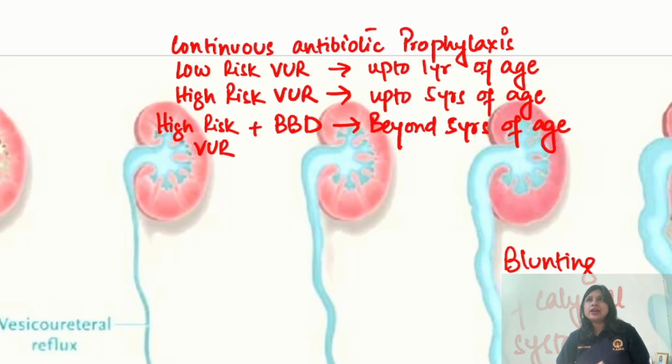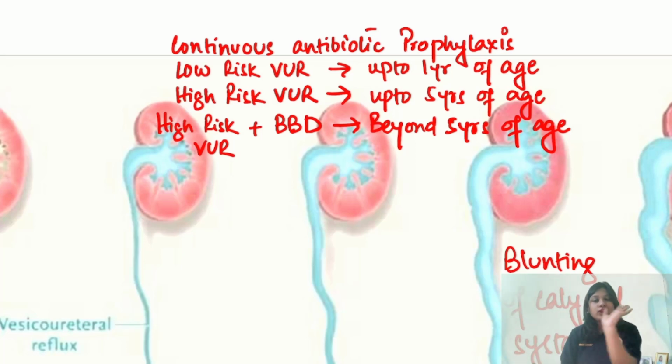Suppose it's a high risk VUR, and along with that bowel bladder dysfunction, and you're giving the prophylaxis, and anytime you have a breakthrough febrile UTI, that is an indication for surgery. Okay, so the indication of surgery definitely is failure of medical treatment, or it can be a parental concern, or if there is deranged renal function. What do we mean by failure of treatment? It's a breakthrough febrile UTI in case of high risk VUR, or breakthrough febrile UTI in a case of high risk VUR associated with bowel bladder dysfunction or any risk factors.